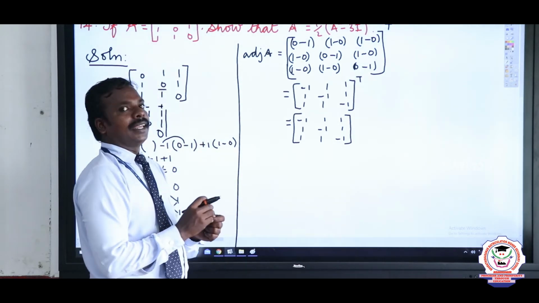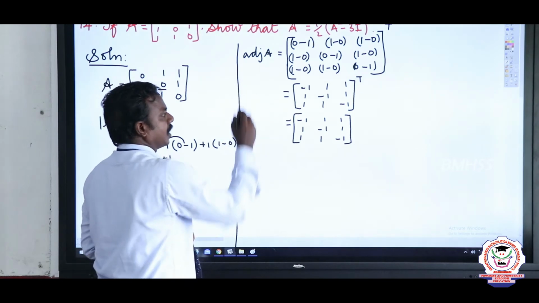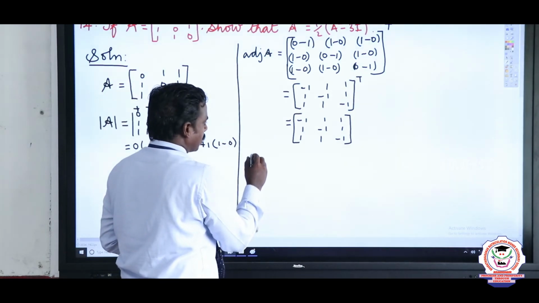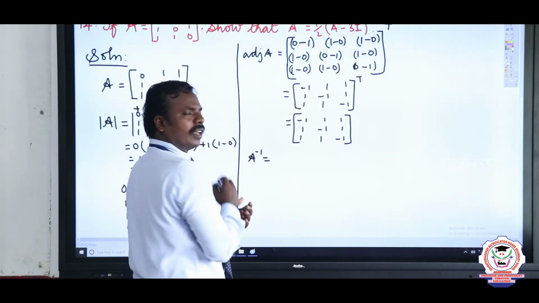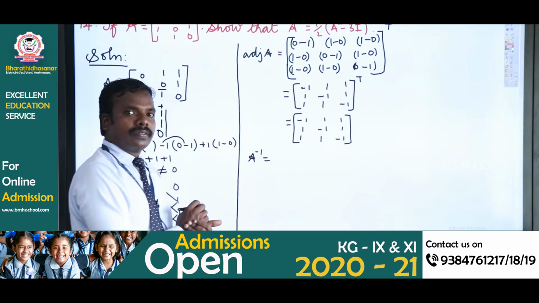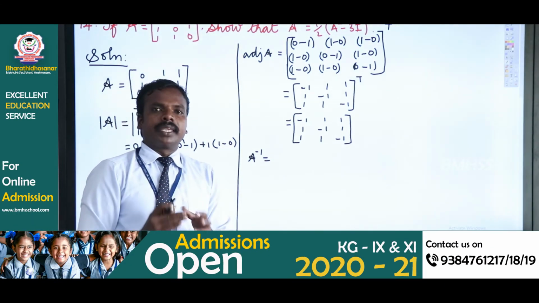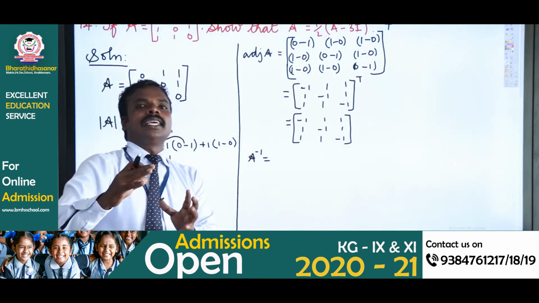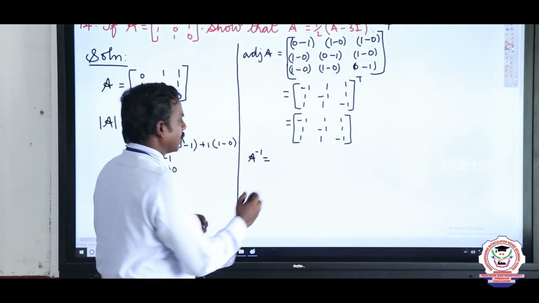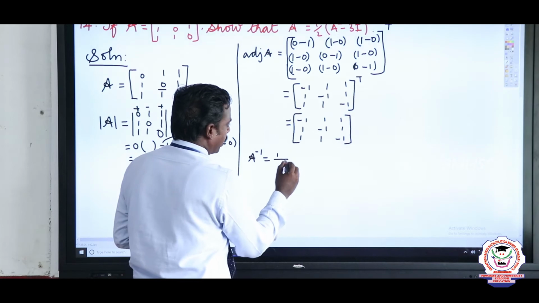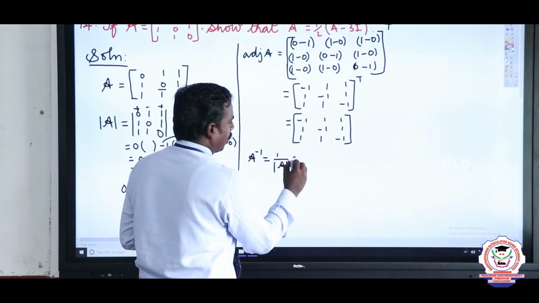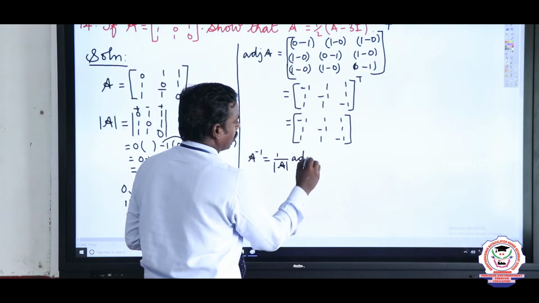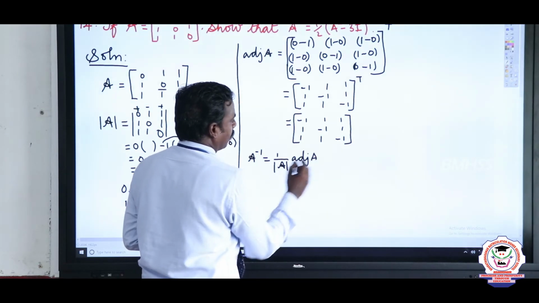Now I am going to find A inverse. In the left hand side it is given A inverse. Listen to this, very simple. What is the formula for A inverse? A inverse is equal to 1 by determinant of A into adjoint of A. From this I can find A inverse.